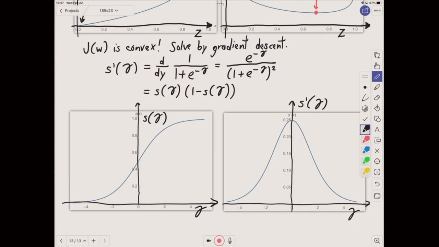Yes? D gamma instead of what? Oh, yeah. Whoops. That's right. Thank you.